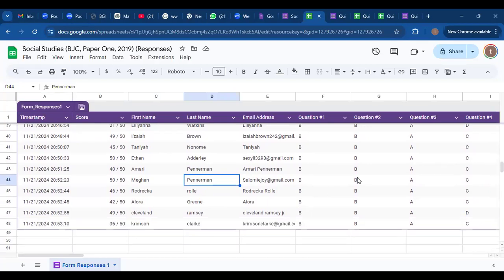Rodrigo Rule. Mr. Petit, I got a 40. Rodrigo Rule, you also did well. Yes, sir. Are you doing RK?